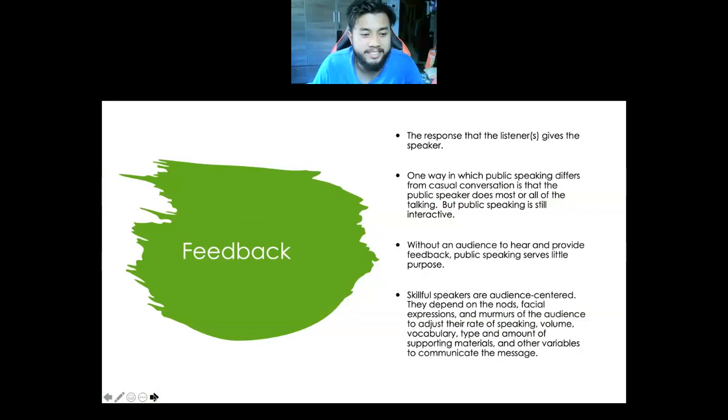Skillful speakers are audience-centered. They depend on the nods, facial expressions, and murmurs of the audience to adjust their rate of speaking, volume, vocabulary type, and amount of supporting materials and other variables to communicate the message. So feedback is generally what you will receive from the audience, what the audience felt after the speech being given. It helps the speaker to improve for the next session, to improve the techniques, maybe the methods, and also maybe the context of the speech as well.